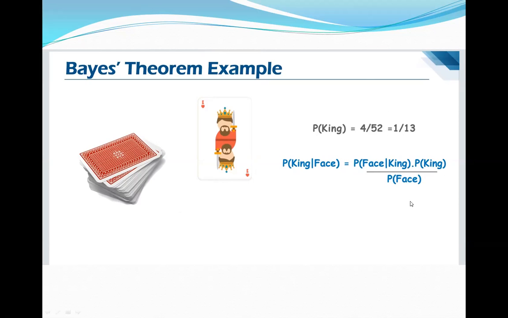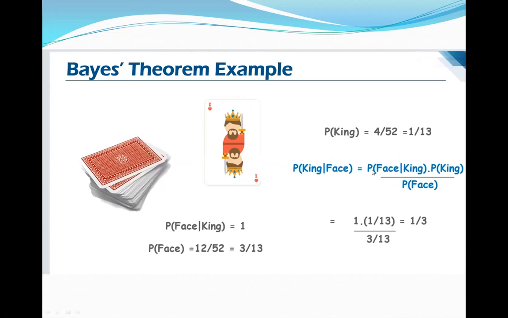So the naive Bayes definition: the probability of king given face is equal to the probability of face given king, multiplied with the probability of king, divided by the probability of face. I hope you know how to calculate the probability of face, because there are a total of 12 face cards, so 12 divided by 52 is the probability of face, and we know the probability of king. By making use of that, we calculate the likelihood function.